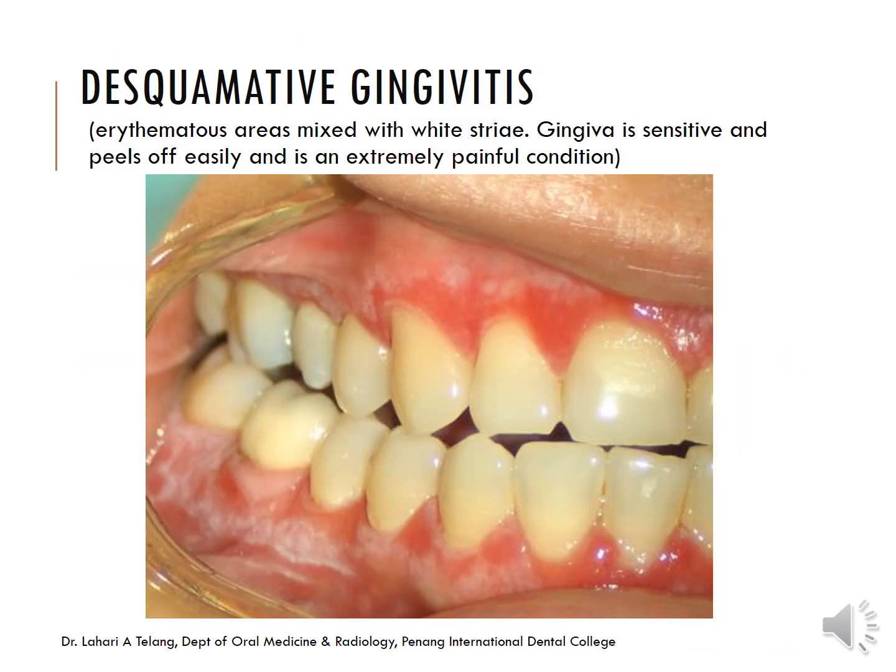Now this is a very interesting terminology, desquamated gingivitis. This is not a diagnosis, but it's a clinical feature where you see erythematous areas mixed with white striae, generally seen on the gingiva. That's why the term desquamated gingivitis. The gingiva is sensitive and peels off easily and is an extremely painful condition. So the patient comes to you saying, doctor, I'm not able to brush my teeth. When I brush my teeth, I end up with a lot of pain and I feel that my gums are peeling off. Please help me. What am I supposed to do?